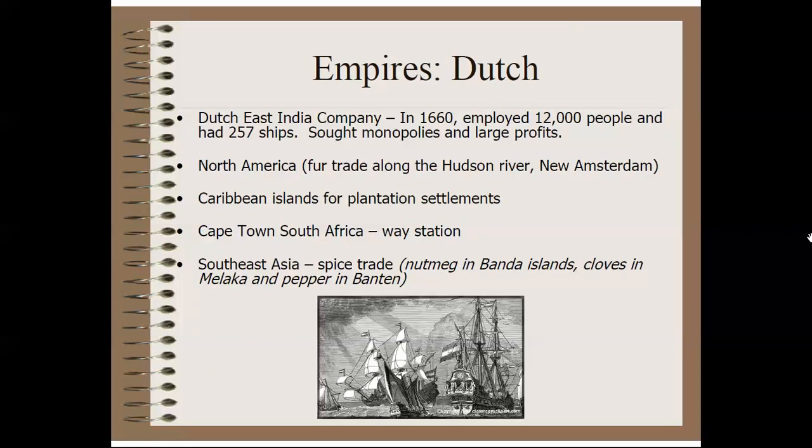One of the other major trading empires during this time was the Dutch. The Dutch East India Company was a joint stock company. You really need to remember what a joint stock company is. It was formed in 1616 and is going to allow the expansion of the Dutch into Southeast Asia.